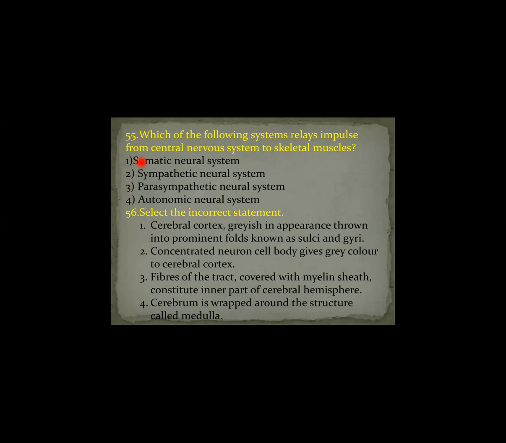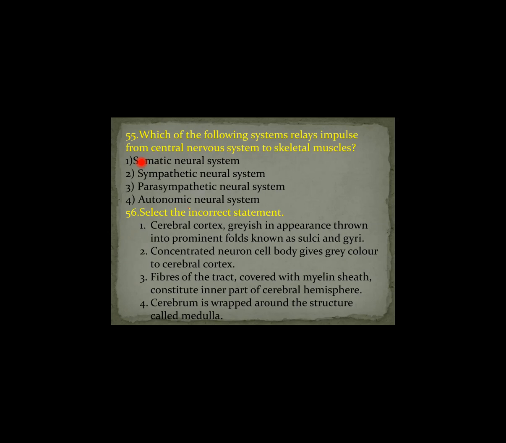Next question, question number 56. Select the incorrect statement. Cerebral cortex. The cerebrum is divided into an outer cerebral cortex and an inner cerebral medulla. The cerebral cortex is gray in appearance and thrown into prominent folds known as gyri and sulci. The foldings present in the cerebrum are called gyri, and the depressions are called sulci.